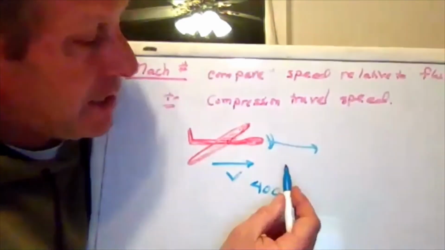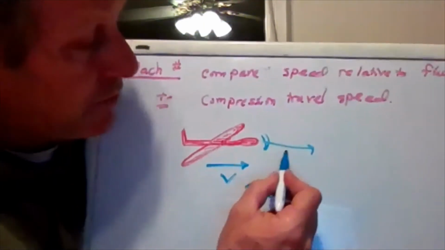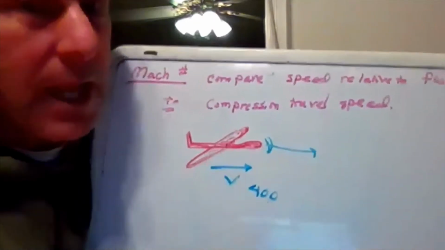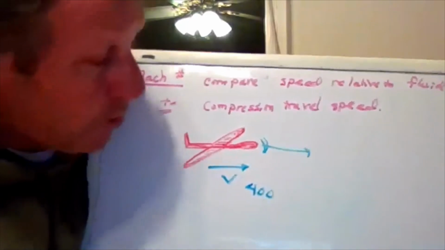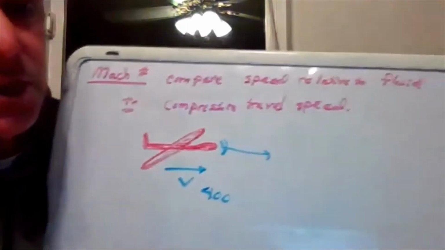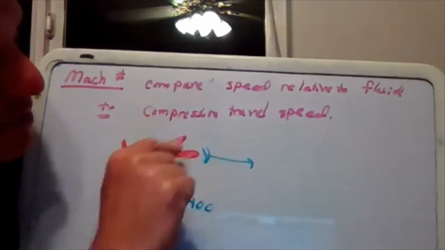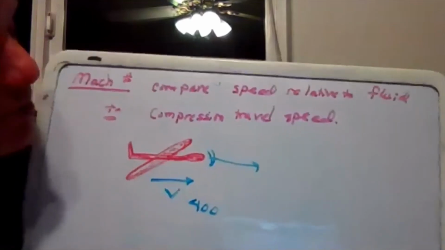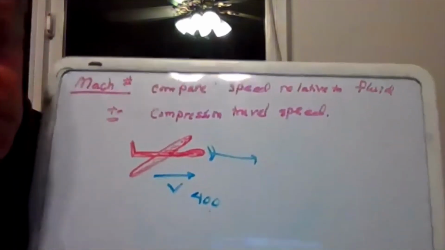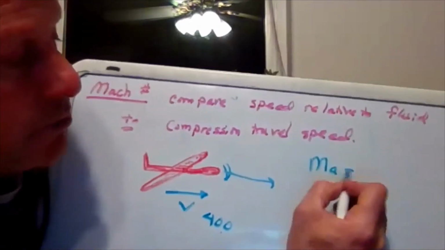But what if this compression does not travel much faster? Well, then you have this compressed area that builds up here in front of the plane, and that can make a huge difference. So one calculation that you would do for planes that fly at significant speeds, or other objects as well, is compare the speed of the object relative to the fluid to the compression travel speed for that fluid. And that is called the Mach number. In symbols, we calculate the Mach number by doing that comparison.